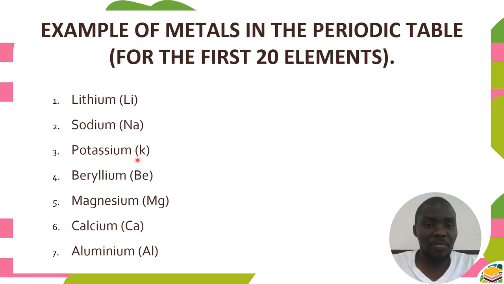So we have potassium, which the chemical symbol is K. We have beryllium, which is Be. We have magnesium, that is Mg. We have calcium as well as aluminium. So these are examples of metals only for the first 20 elements. Remember, we have a big periodic table which comprises of over 100 elements, but for the junior section, we are supposed to cover only the first 20 elements. That's based on our syllabus. So examples of metals are these. In short, it means we have 7 metals in the first 20 elements of the periodic table.